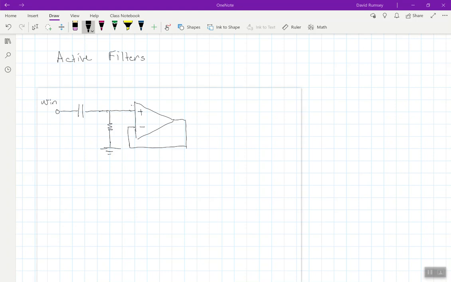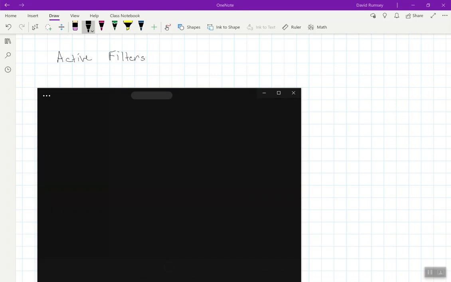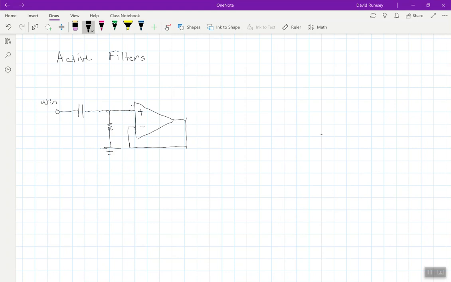Okay, so we're going to be looking at active filters here today. Something weird just happened there in our labs. Let me finish drawing out this circuit here.